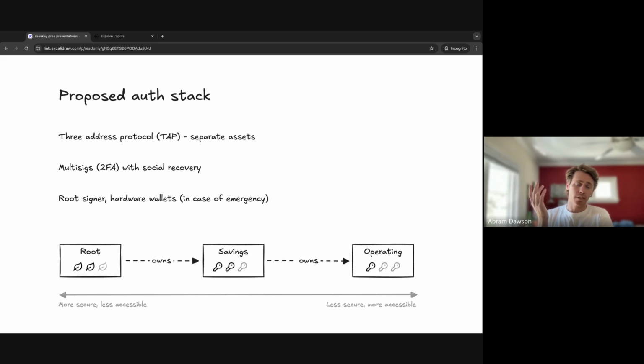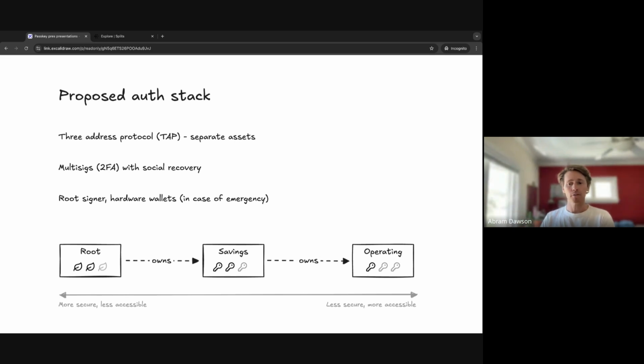Use multi-sig, which is essentially two-factor auth with social recovery baked in. And then for us, what we strongly believe in is use a root signer that are actually hardware wallets, or seed phrases. That root signer is not something you need to interact with day to day. It's really hard to use. It's not fun. No one wants to do it, but it is the break glass in case of emergency. That is where the self-sovereignty really comes from.